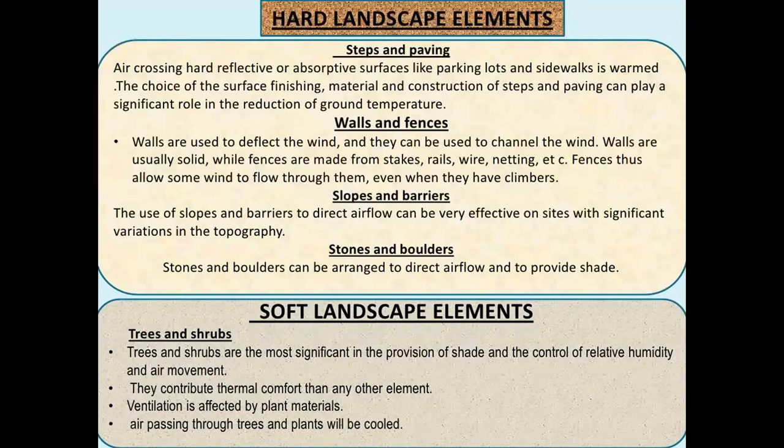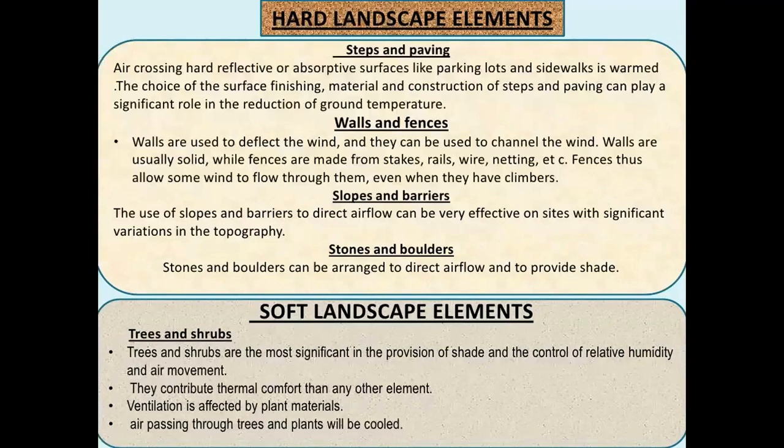In steps and paving, the air crossing hard reflective or absorptive surfaces like parking slots and sidewalks is one factor. The choice of surface finishing material and construction of steps and paving can play a significant role in the reduction of ground temperature. Then walls and fences: walls are used to deflect the wind, divert its direction, and channel it. Walls are usually solid while fences are made from stakes, rails, wires, netting, etc. Fences allow some wind to flow through them, even more so if they have climbers. Then slopes and barriers: the use of slopes and barriers to direct airflow can be very effective on sites with significant variation in topography. Stones and boulders can be arranged to direct airflow and provide shade, so they can also be used as hard landscape elements.